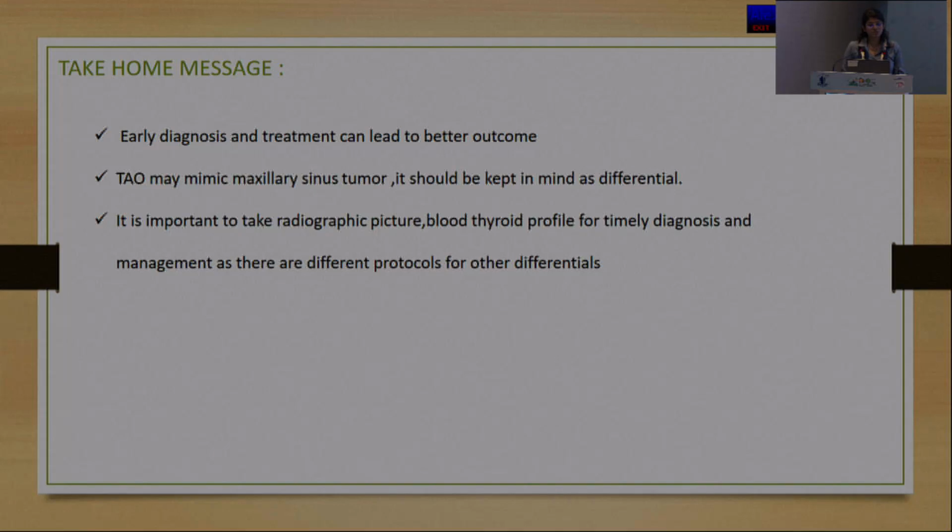So my take-home message was early diagnosis and treatment can lead to better outcome. Thyroid-associated ophthalmopathy may mimic maxillary sinus tumor, so it should be kept in mind as a differential. It is important to take radiography, blood thyroid profile for timely diagnosis and management, as there are different protocols for other differentials. Thank you.